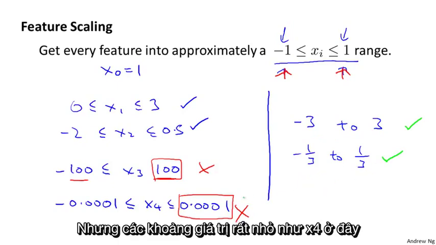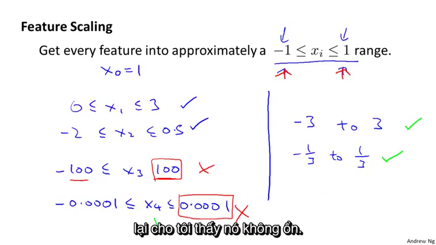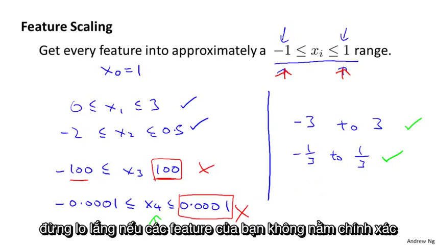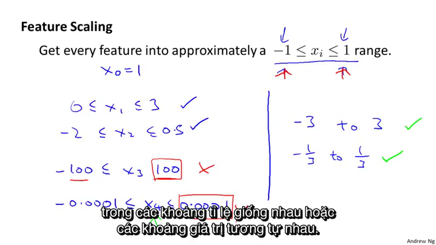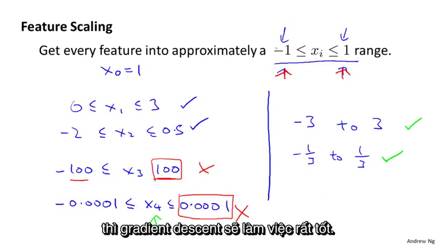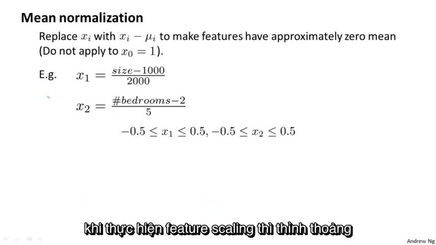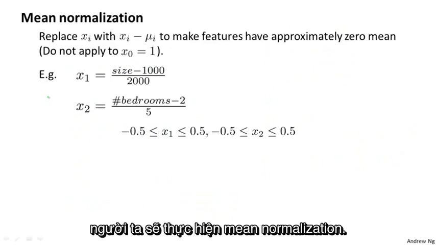That's a typical range of values I consider okay. But if it takes on a much tinier range of values like x4 here, then again I might start to worry. So the take-home message is, don't worry if your features are not exactly on the same scale or exactly in the same range of values, but so long as they're all close enough to this, gradient descent should work okay.